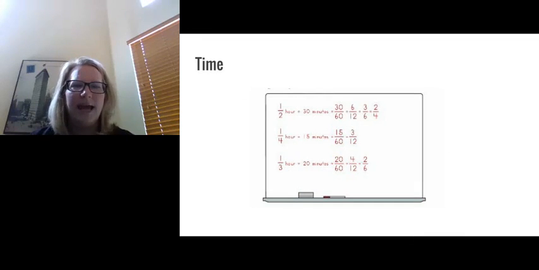Time, thinking of 1/2 is 30 minutes. We're thinking of our whole, which is 60 minutes, and so it would be 30/60ths, which could be reduced down to 2/4. 1/4 of an hour is equal to 15 minutes, or 15/60ths, which could be reduced down to 3/12. 1/3 of an hour equals 20 minutes, 20/60ths, which equals 4/12, which could be finally reduced down to 2/6.